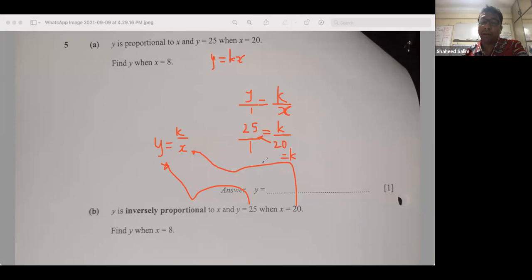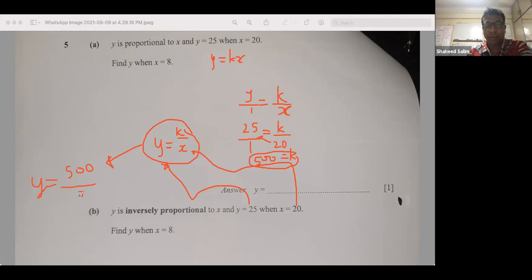20 times 25 is 500, you know. Then once you find out what K is, you rewrite the formula. I repeat, once you find out what K is, you rewrite the formula. What's the formula now? Y equals to 500 divided by X. Now then you put in the value of X. X you put in here. Y equals to 500 divided by 8 is how many? That's your answer.